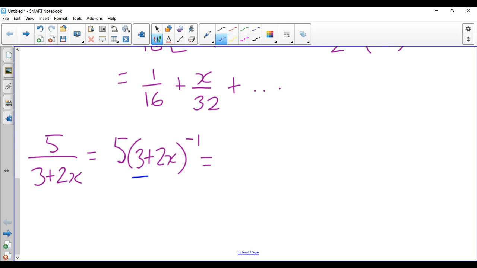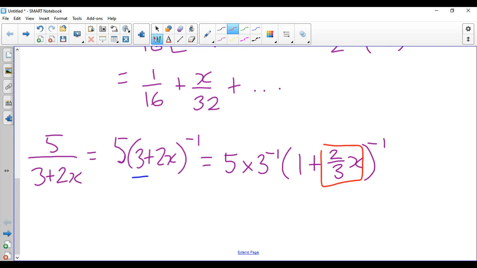It's not. So we've got 5 already there, be careful, times 3 to the minus 1. Brackets 1 plus 2/3 of x to the minus 1. So here, if we've factorized it out, everywhere I see x, I'm going to put 2/3 of x. Everywhere it asks for n, I'm going to put a minus 1. And when I have finished, I am going to times it by 5 over 3. Okay. And then you're off and running with that one.